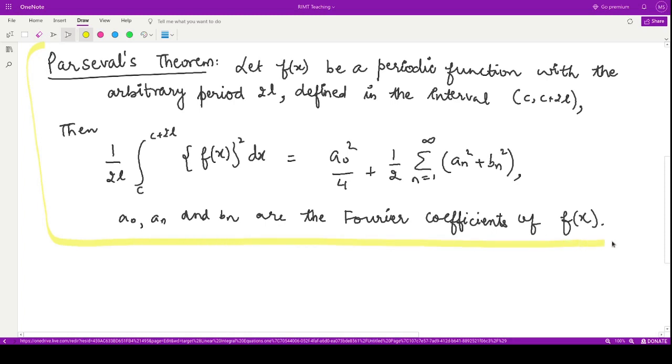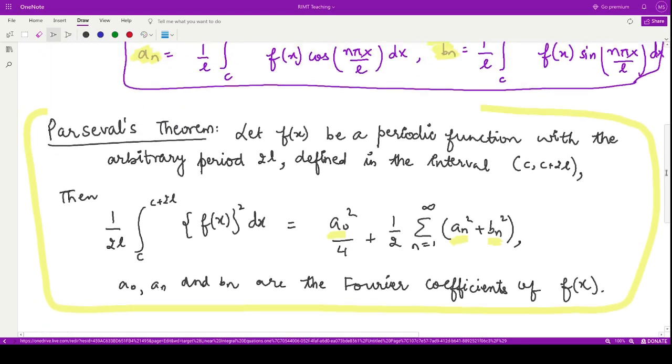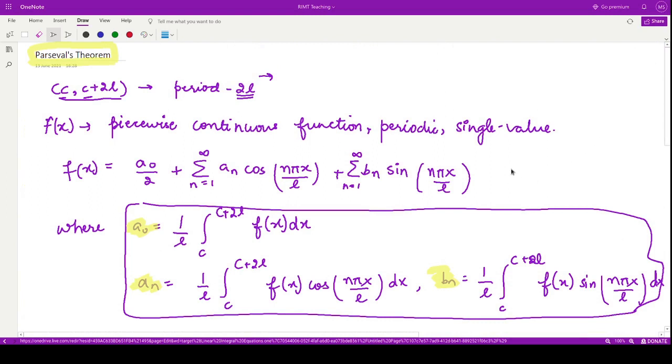So let us try to prove that. This is a very useful result. You can see that it relates the coefficients a naught, a n, b n with the function's values. So let us first try and prove this theorem. For the proof, we already know the Fourier series of this function, which I have defined here. Let me call this equation number 1 with all its coefficients.